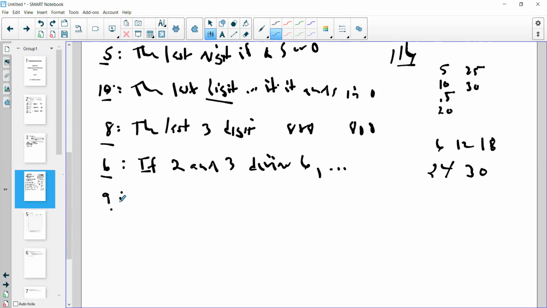And then 9 is very similar to 3, and it's back to the sum. So if the sum of the digits is divisible by 9, then we know it's divisible.